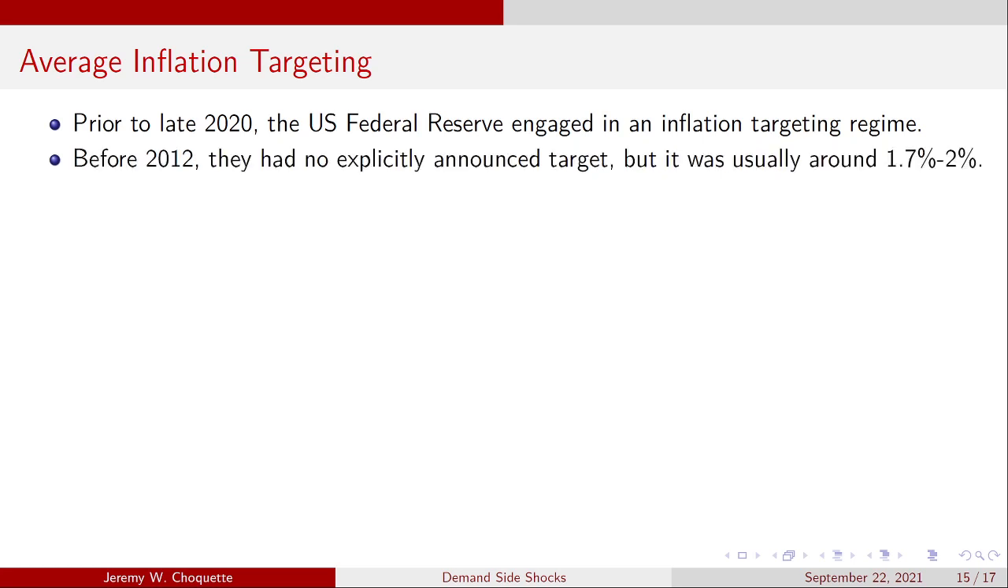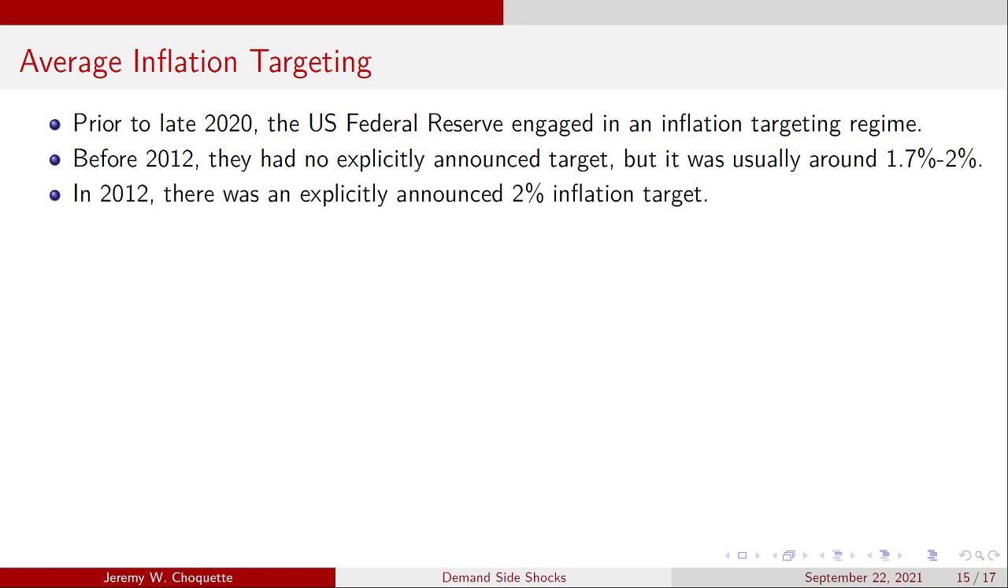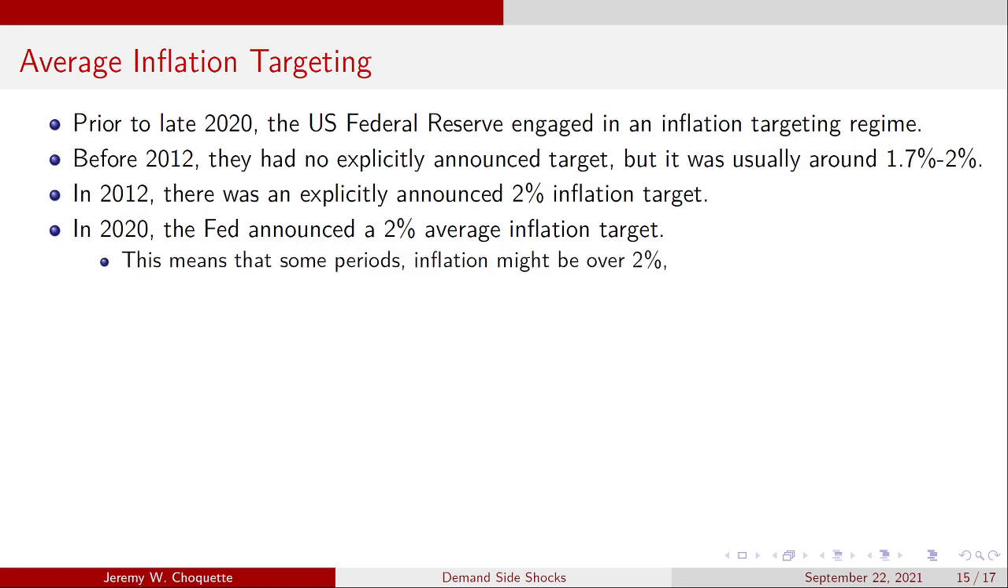Prior to that, we had just a 2% annual inflation target. So basically, we always wanted to have 2% inflation. Prior to 2012, they had no explicitly announced target, but it was usually somewhere around 1.7 to 2%. In 2012, there was an explicitly announced 2% inflation target. In 2020, the Federal Reserve announced a 2% average inflation target. Now, you might think it's the same thing, but they're kind of different. It means in some periods now we can have inflation over 2%.